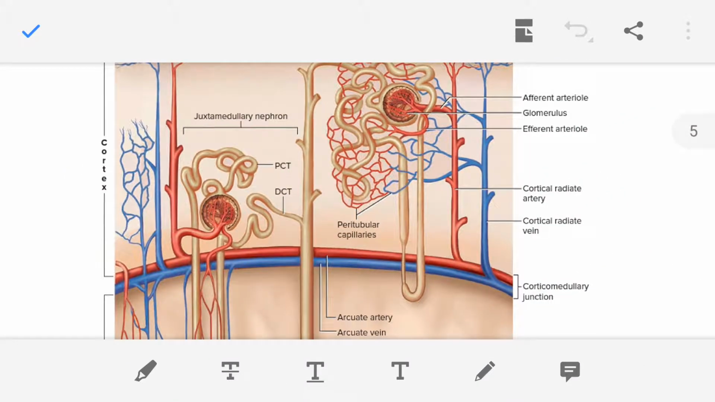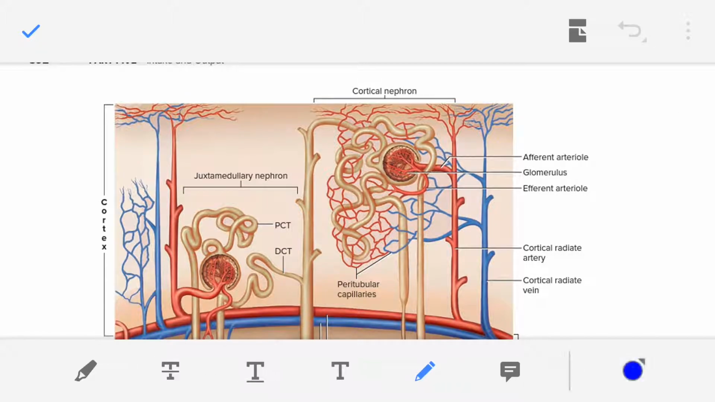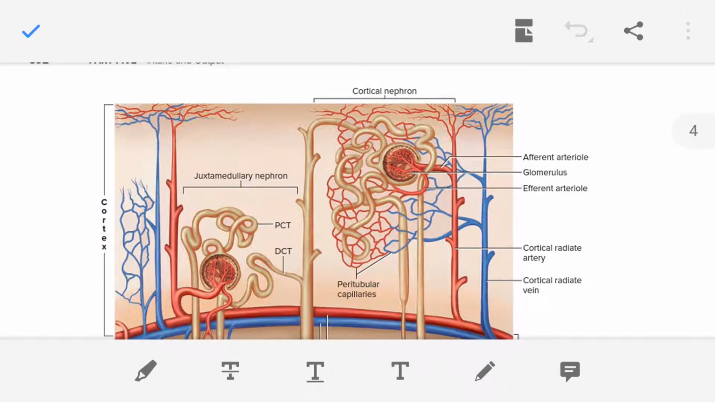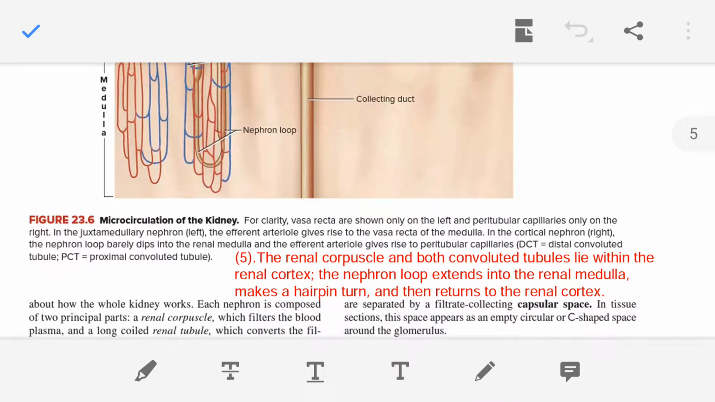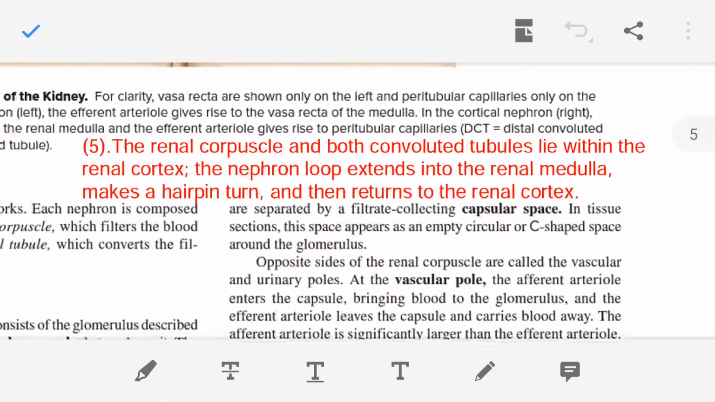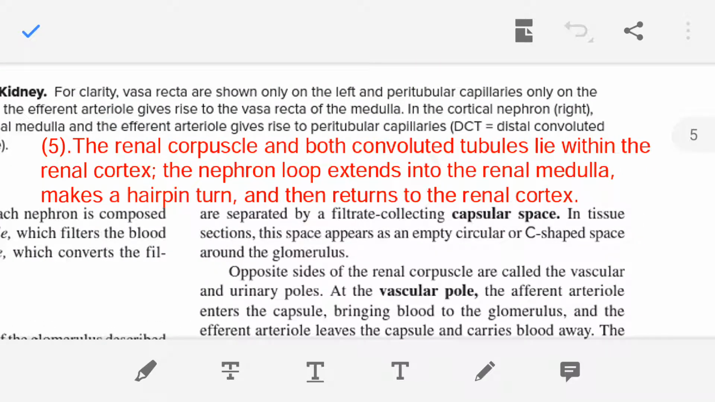In the case of the cortical nephron, the renal corpuscle is present in the cortex, the PCT is present in the cortex, and the DCT is present in the cortical region. So this is the fifth point: the renal corpuscle and both the convoluted tubules, PCT and DCT, are present in the renal cortex.